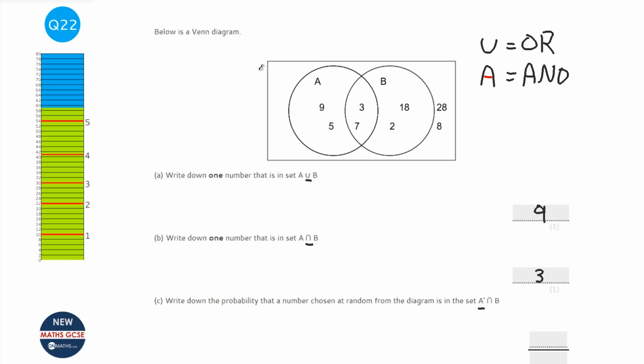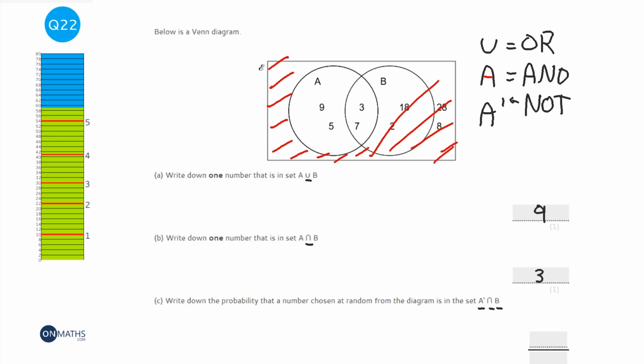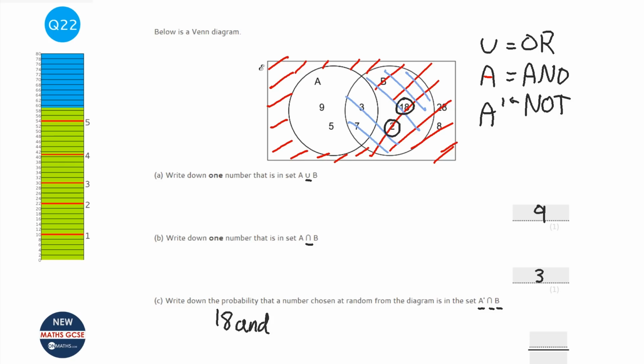Now this little symbol here, it's an A with a dash. That dash there means not. So we're looking for numbers that aren't in A and are in B. Well, let's have a look at where not A is. Well, it's anywhere around here. Anywhere around here is not in A. And let's have a look at where B is. So B is anywhere here. So the numbers that overlap both of those are the 18 and the 2. So it's 18 and 2.